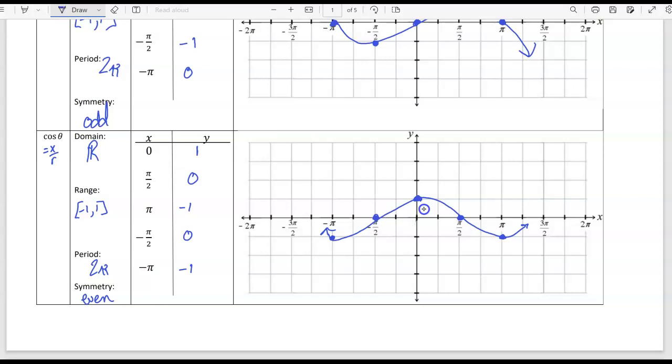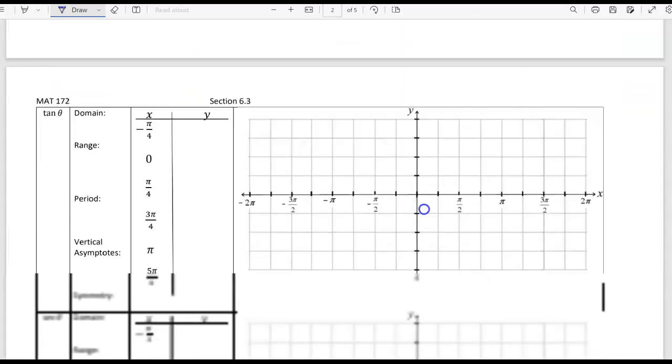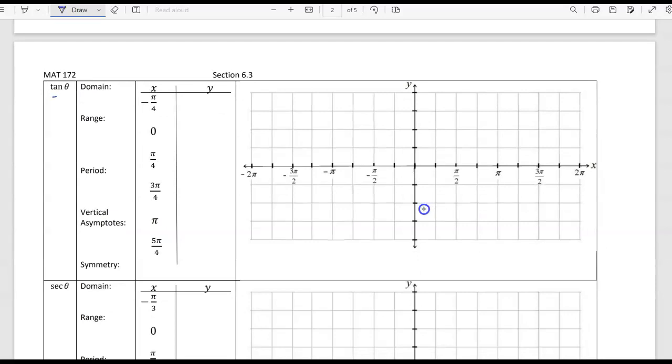And now let's look at our tangent function. So remember the definition of tangent. Tangent's defined as y over x. So now we're going to have some domain restrictions.